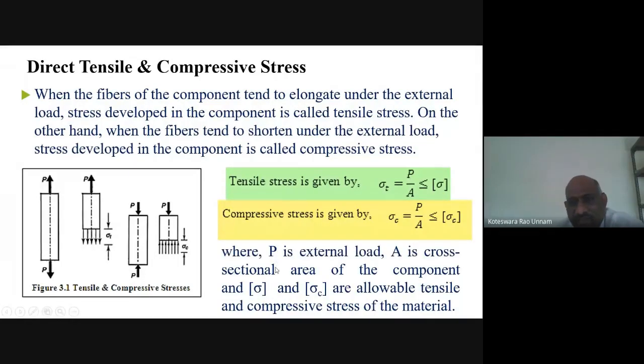So that is the design equation when the component is subjected to a compressive stress. That's what is written here, where P is the external load, A is the cross-sectional area of the component, and sigma T and sigma C are the allowable tensile and compressive stresses of the material. The bracket is the notation we are going to follow for the allowable strength.